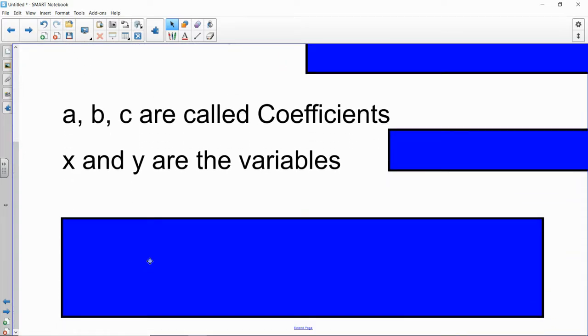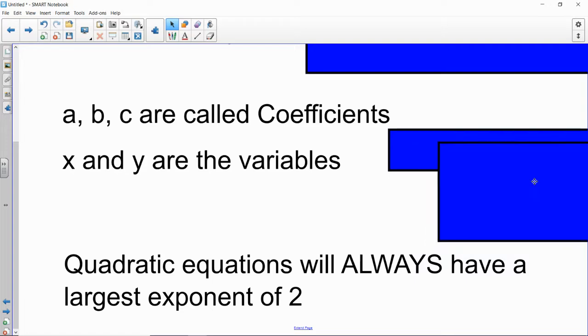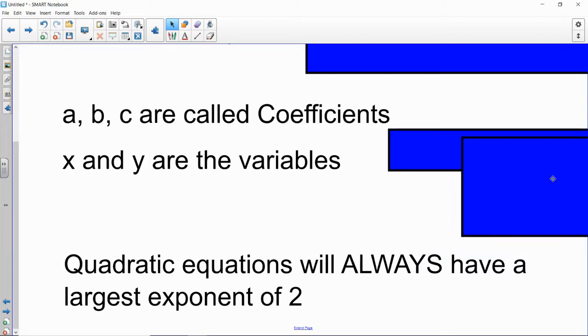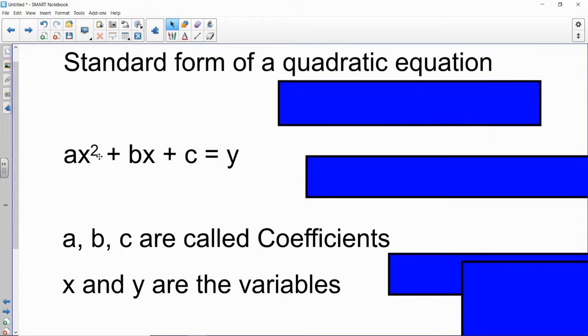And lastly, something very specific to quadratic equations: the largest exponent will always, always, always be 2. So if the largest exponent is 3, it's not quadratic. 4, not quadratic. If there is no to the second power, not quadratic. This is what makes it unique: the second power is the largest exponent.